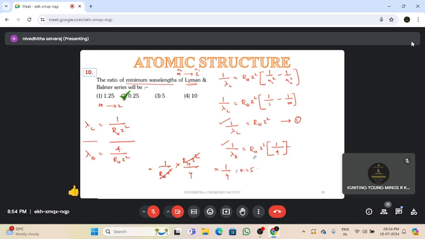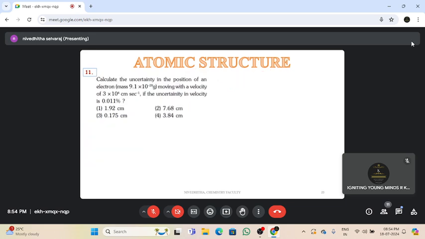Is that clear? Okay. Yes, ma'am. Fine. So we'll move on to the next question. And Poondamal Arasi also said 0.25, it seems. Very good, Kana. We'll move on to the next question now.